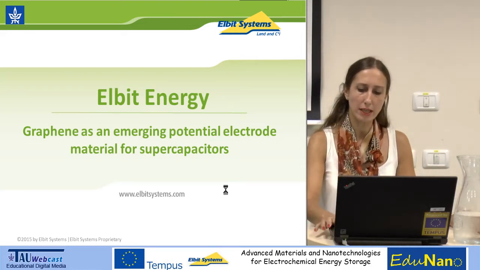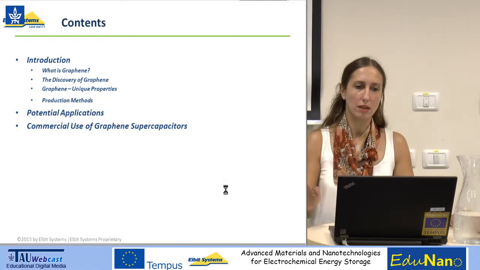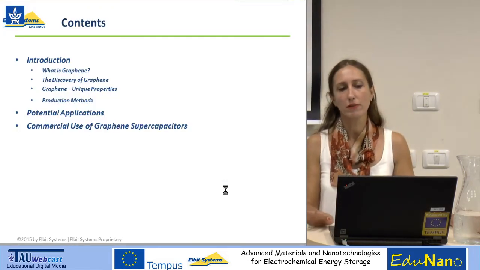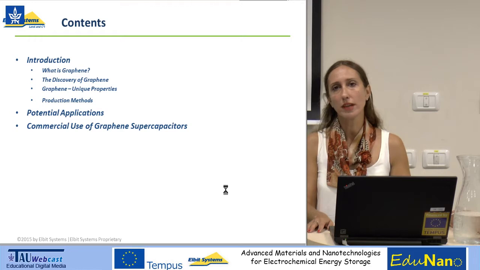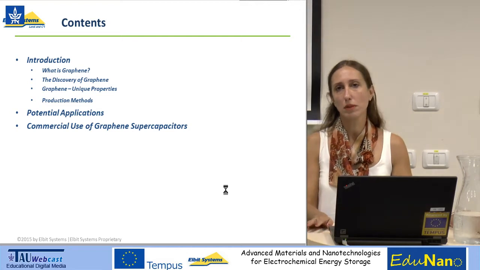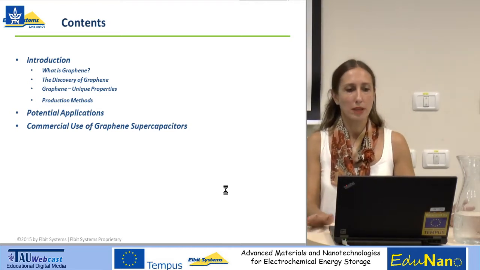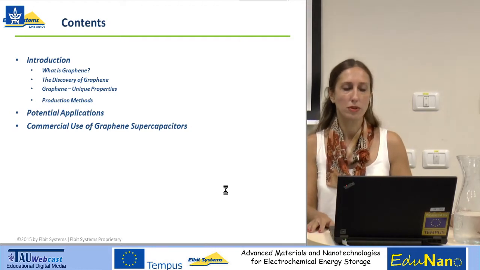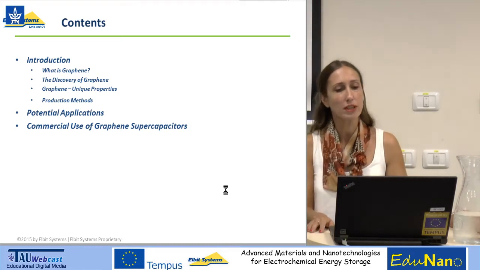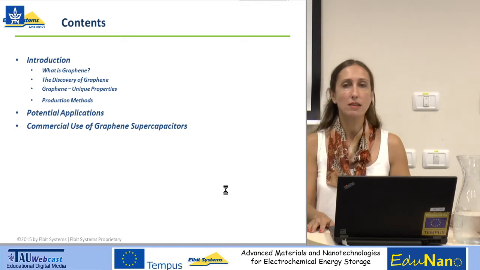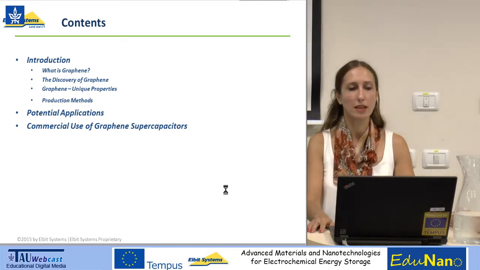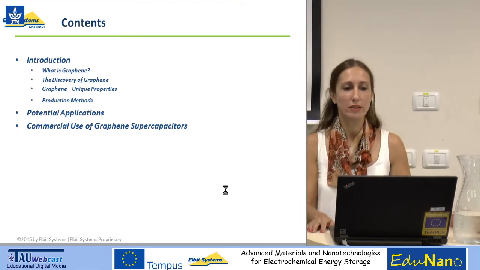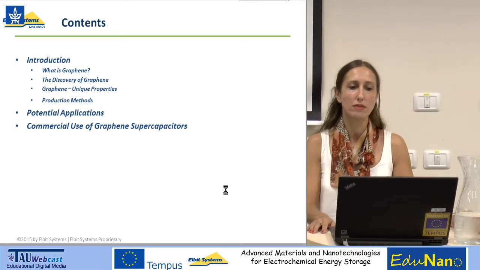supercapacitors. But in the beginning, I would like to give a brief introduction. What is graphene? Go a little bit back into the history and talk about the discovery of graphene, starting from the 1940s, continuing with its unique properties that have made graphene the most important carbonaceous material today. Talk about the production and manufacturing methods and techniques. Discuss a little bit about the potential applications that are being envisaged for graphene, and the commercial use of graphene as supercapacitors.